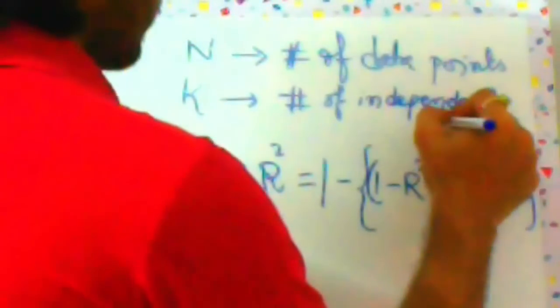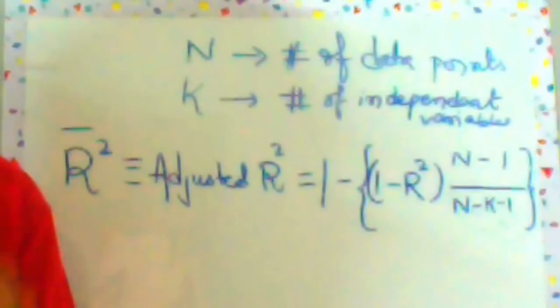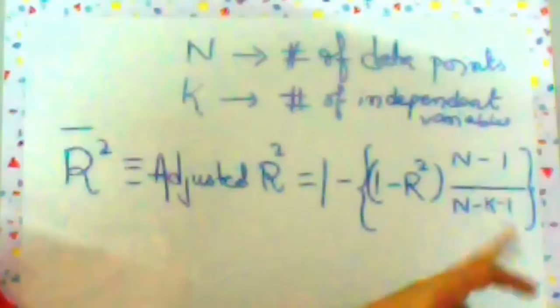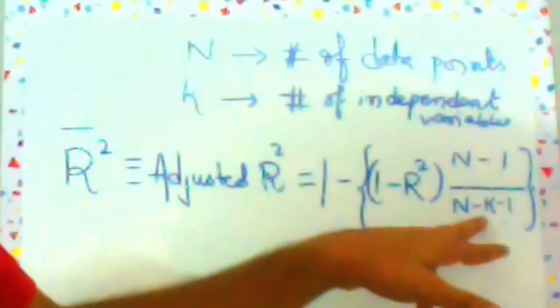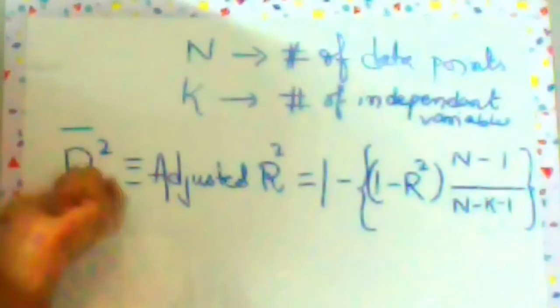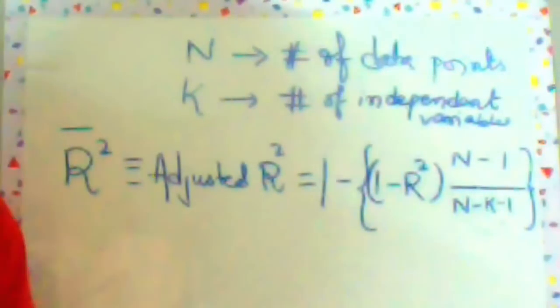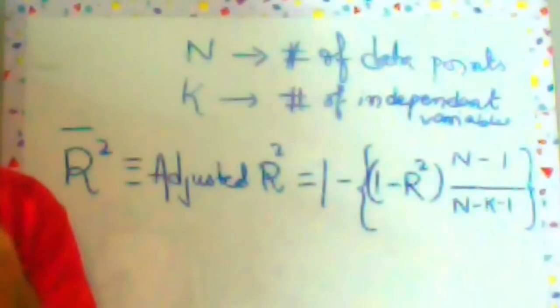If you have a simple model in which you have just one independent variable or one explanatory variable, k would be 1, and the moment you get k equal to 1, this will be n minus 1 minus 1, or n minus 2. That is why adjusted R square is slightly lower than R square in most of the cases. Adjusted R square can also become negative.